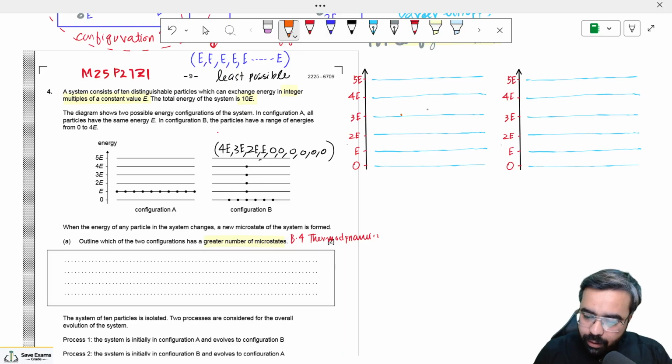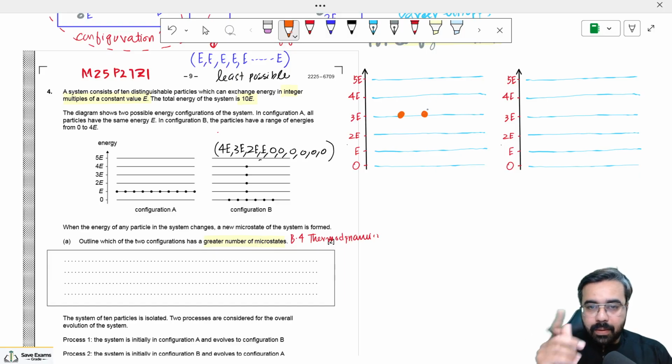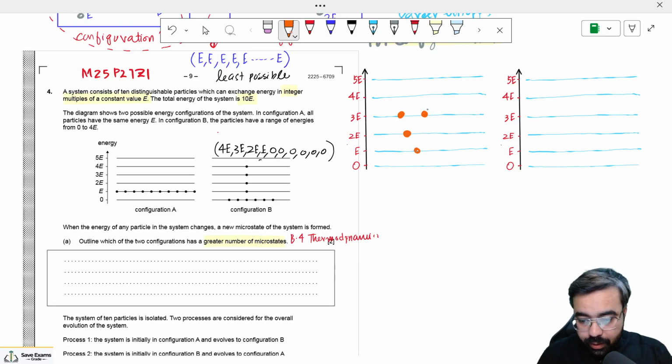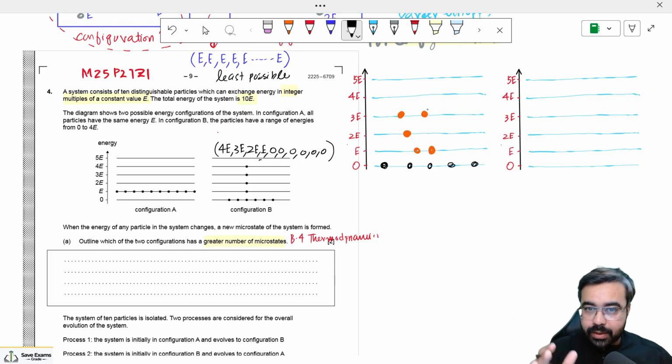What if I say there are two particles in 3e? So the total energy is 6e, and 4e is left. Let's say one particle is here, 8e, one particle is here, 9e. Now how many are left? There's another particle over here, right? So five particles I have adjusted already. The rest of the five are here: one, two, three, four, five. There's another combination. It has already exceeded one microstate, so obviously it has more microstates.